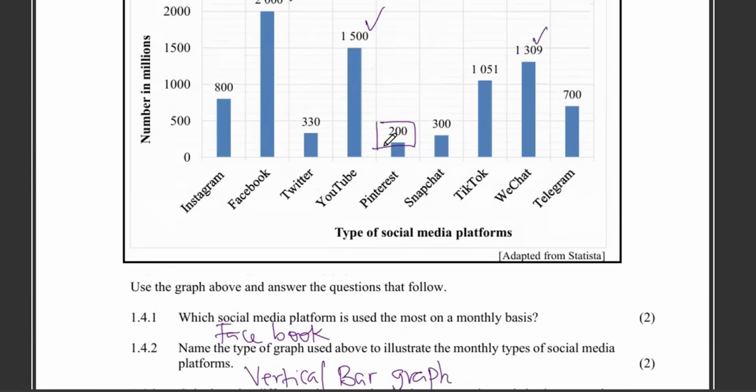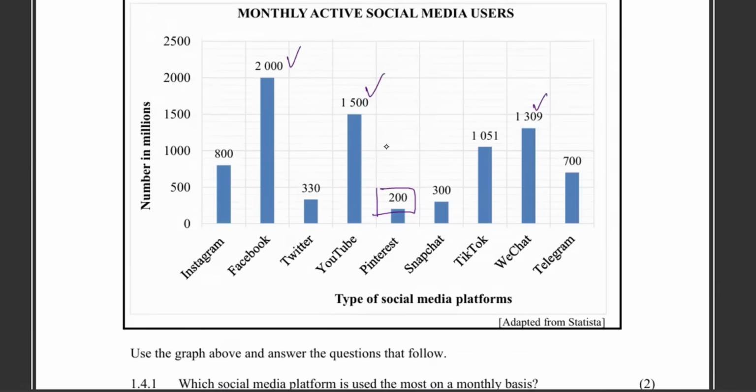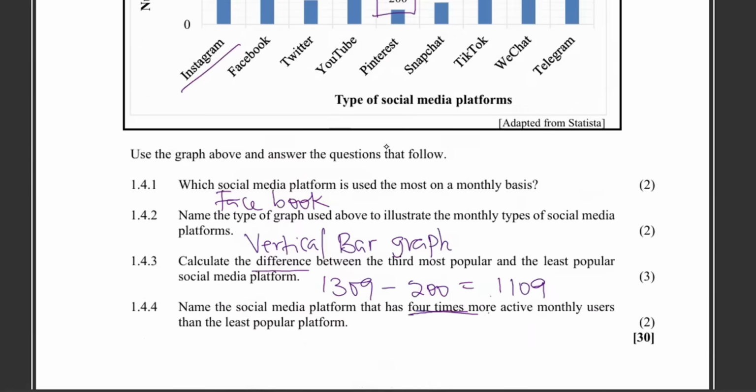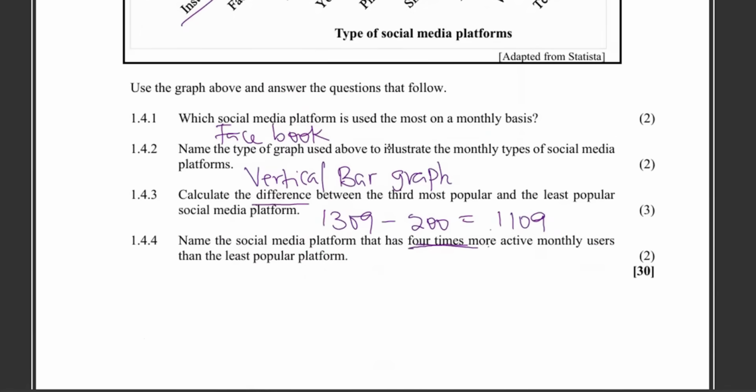Name the social media platform that has four times more active monthly users than the least popular. So which one goes into this times 4? That means the answer is supposed to be what? 800. 4 times. So which one goes in? It's this one here. And it's what? Instagram. So we are saying Instagram. This marks the end of question number 1.